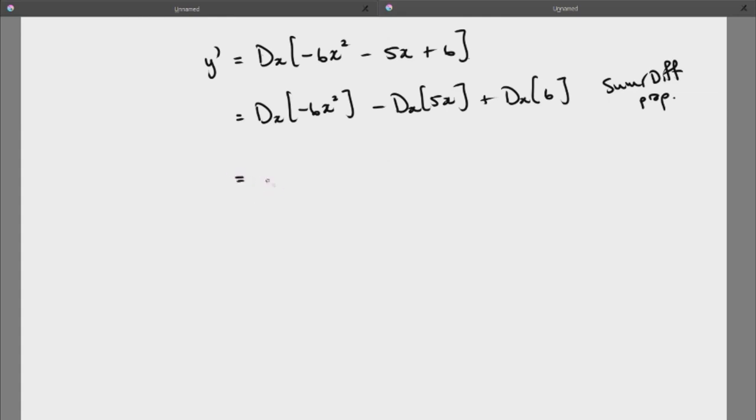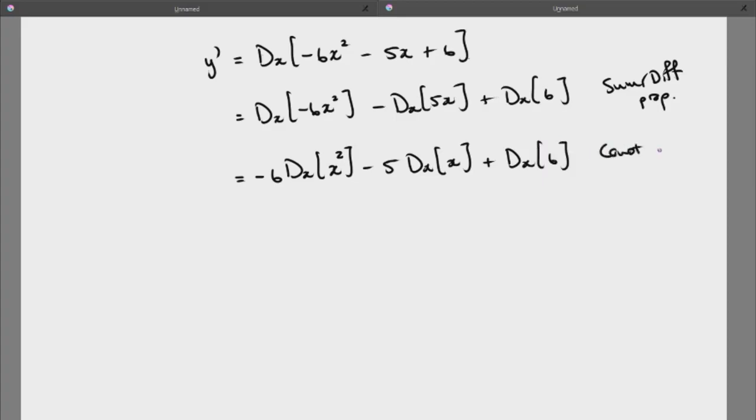Now, I can say I'll put the negative 6 in front. Then I need to take the derivative of the x squared still later. I'll put the 5 in front. And I still need to take the derivative of x. And I'll leave this for now. One property at a time, so I've only used the constant times a function property.